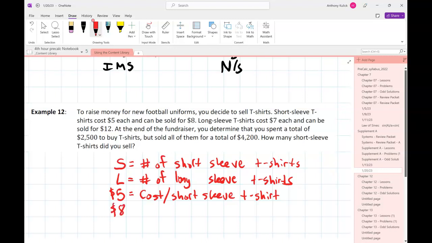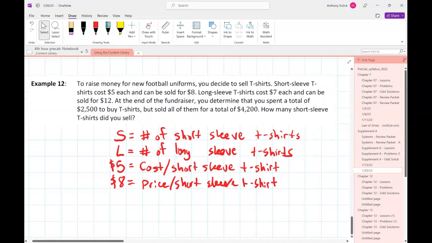And the next number I see is $8. What is $8 representing? Okay, so I'll say that's the price per short sleeve t-shirt. Spelling counts.